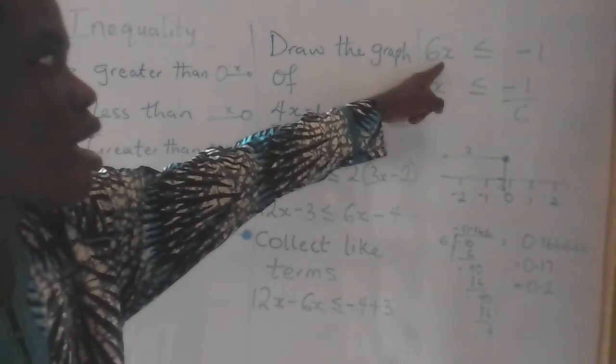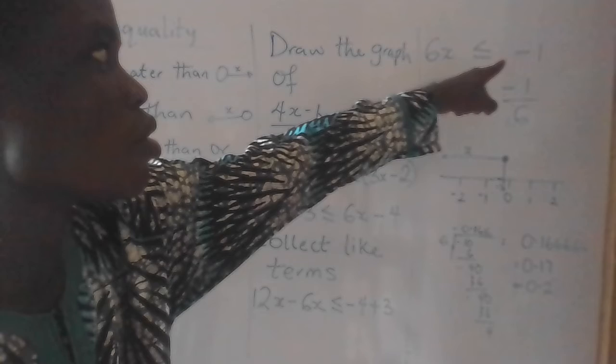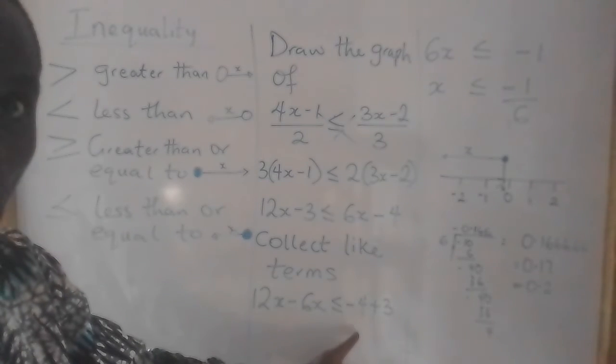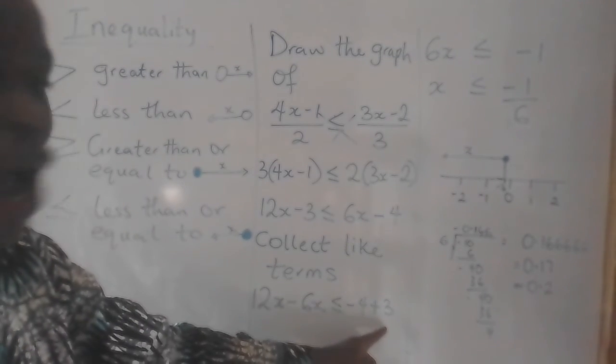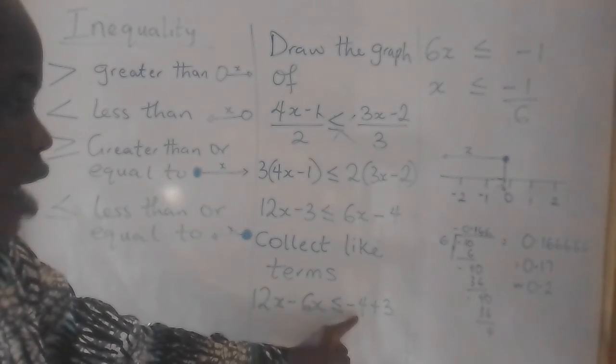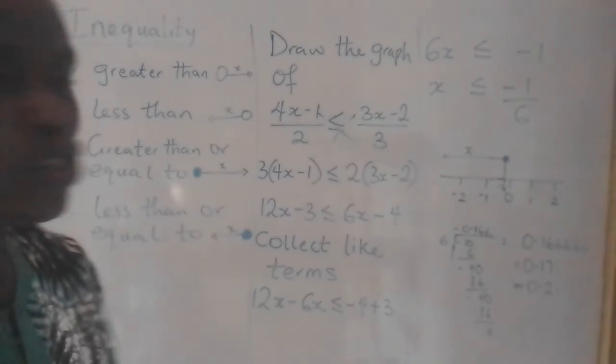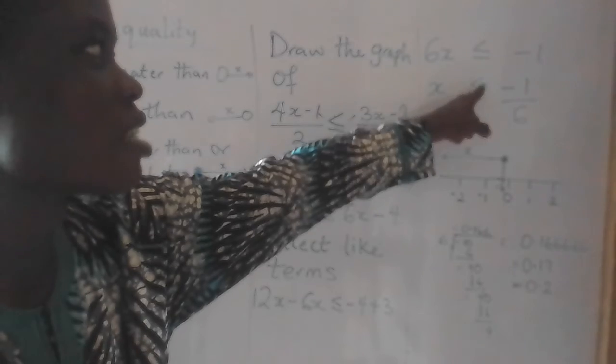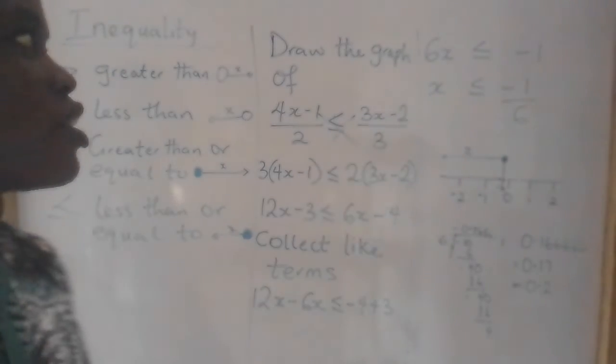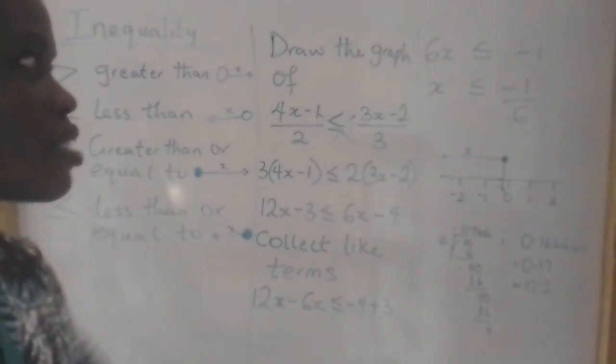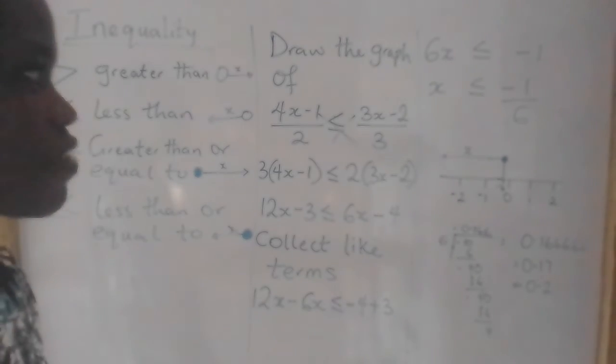So we have 6x less than or equal to minus 1, because when you're owing someone 4 and you have 3 with you, you are still owing 1, which is minus 1. And then x is less than or equal to minus 1 over 6. We divide both sides by 6, like we did in the last video.